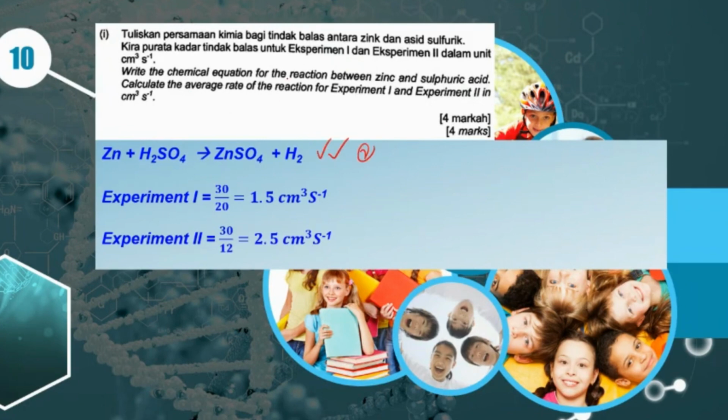Now average rate of reaction for experiment 1 and 2. Experiment 1, volume is 30, time is 20. So 1.5 cubic centimeter per second. For experiment 2, 30 over the time is 12 seconds. So it's 2.5 cubic centimeter per second. So another 2 marks.